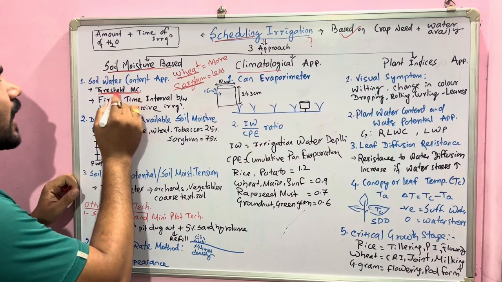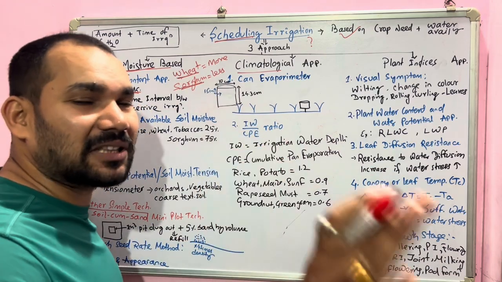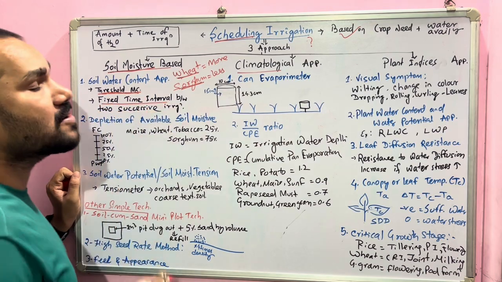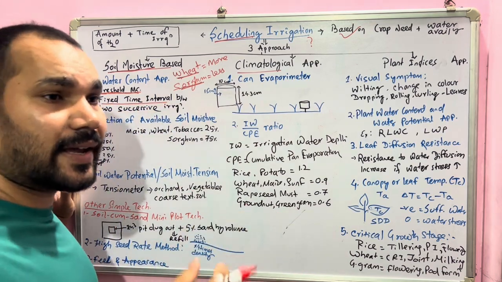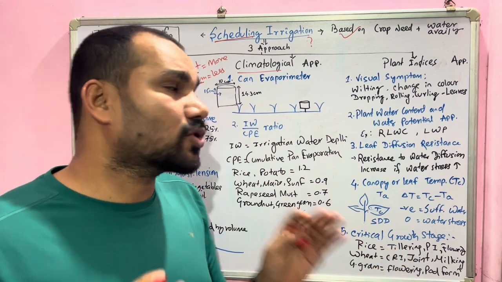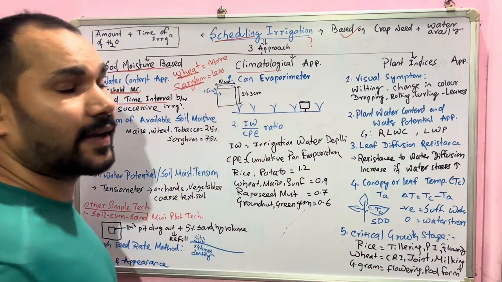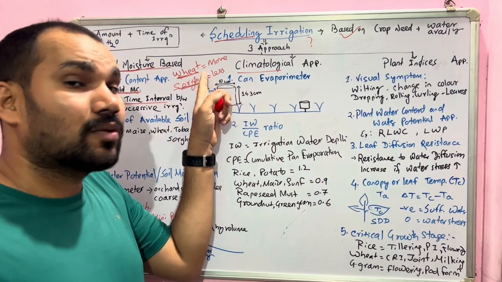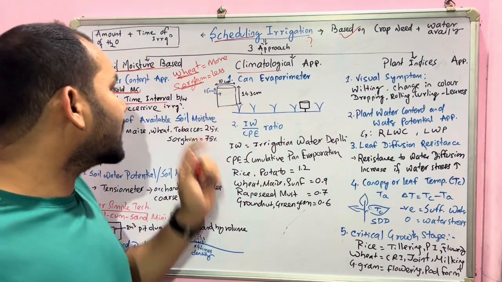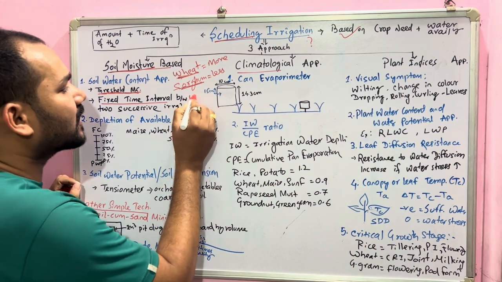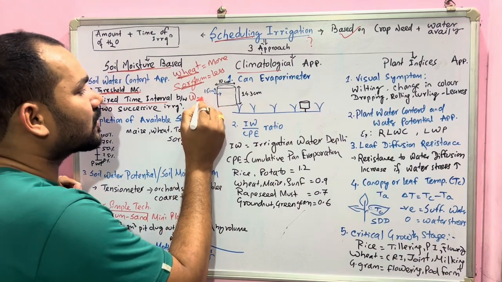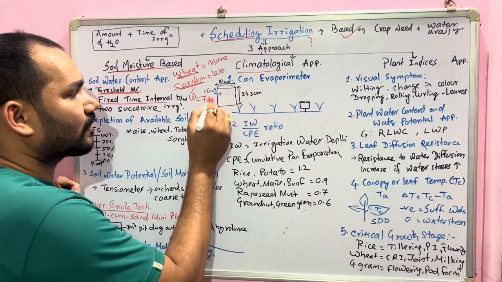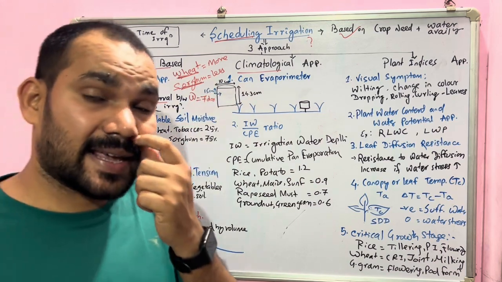Then coming to, if we do not know the moisture content of the soil, then what will we do? One is a manual approach, a practical approach: fixed time interval, we will fix an interval time. Suppose we have two crops, one is wheat and one is sorghum. Suppose wheat is at a more water sensitive stage. So in this case, as it is more sensitive, suppose the gap will be 7 days.